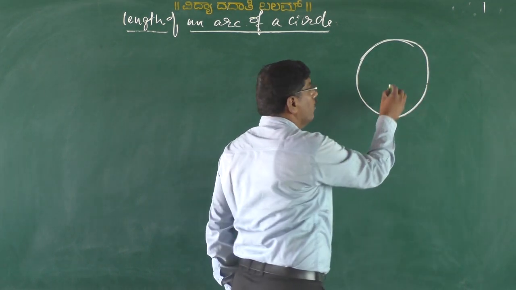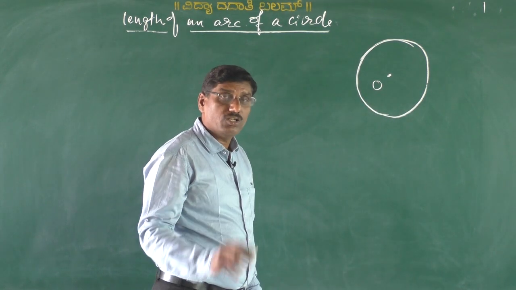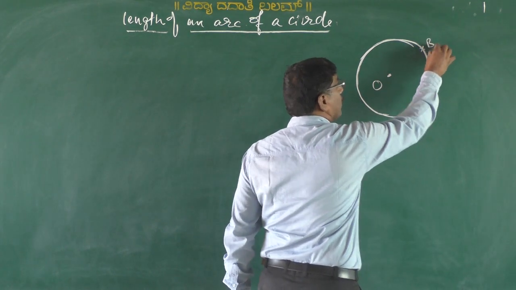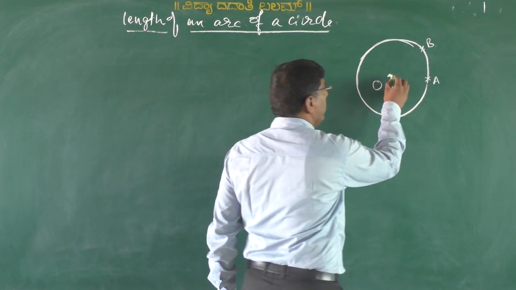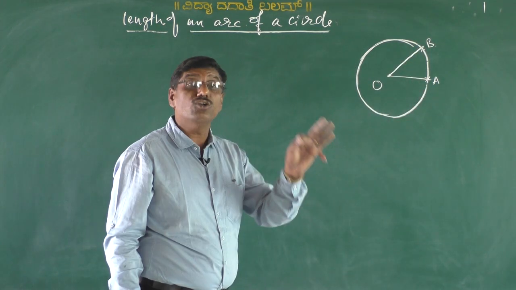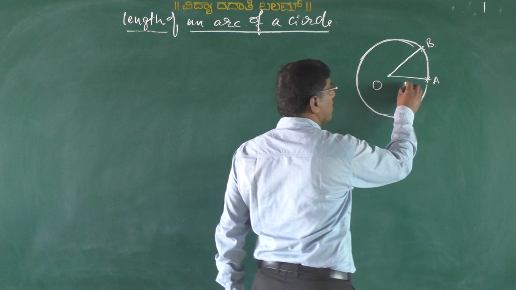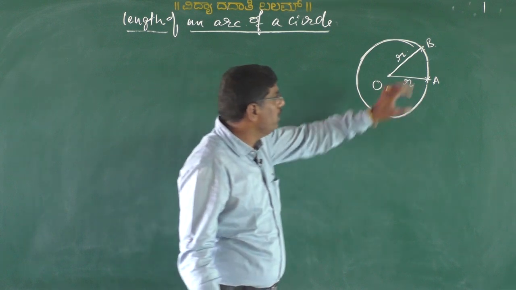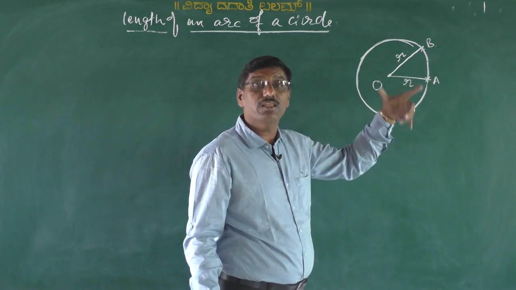with center O. Mark two points A and B on the circle. Now join OA and OB. OA and OB are two radii, isn't it? And denoted as R. Now, the length of AB is equal to the radius of the circle, that is OA.